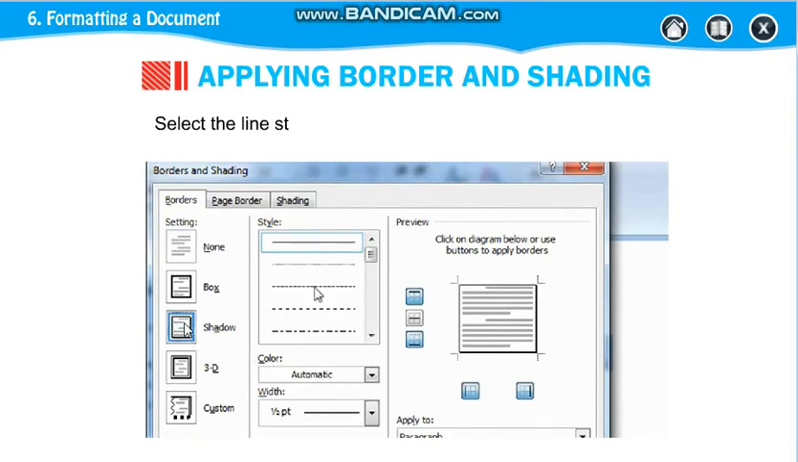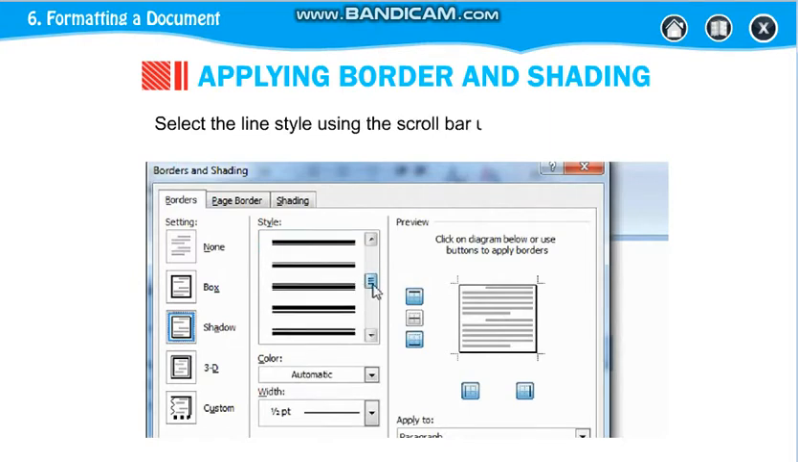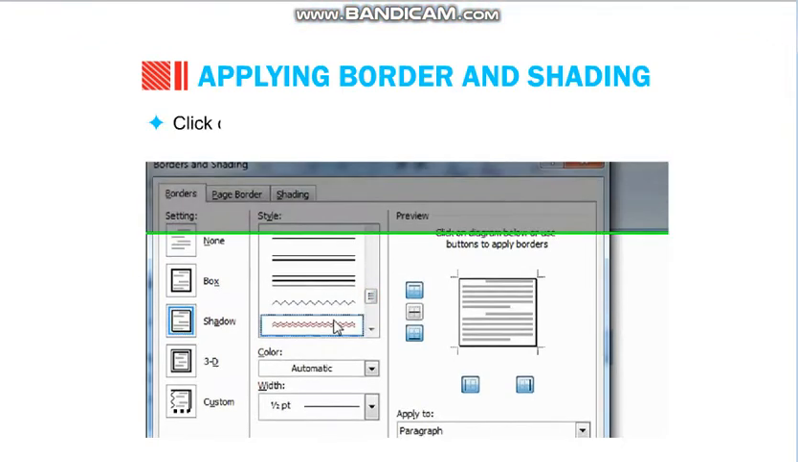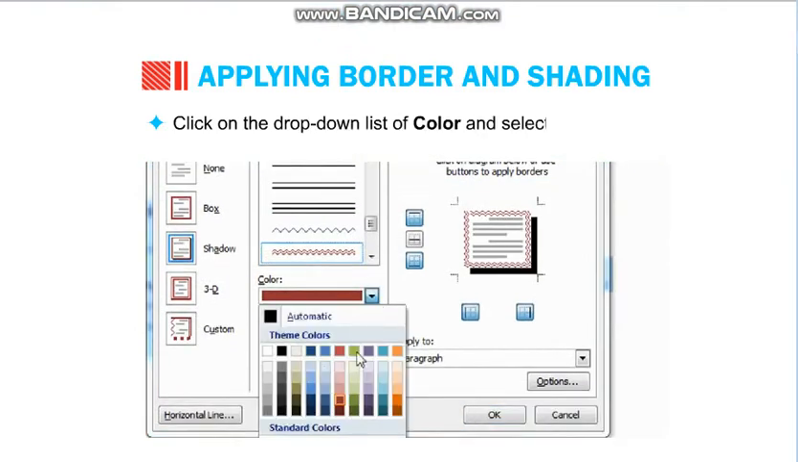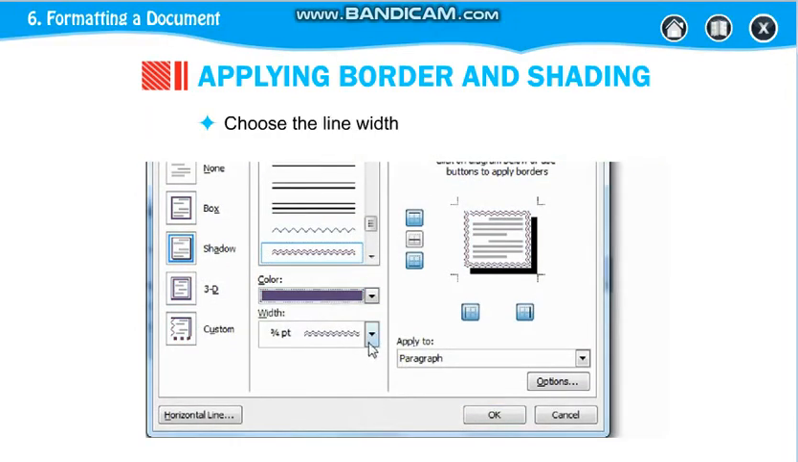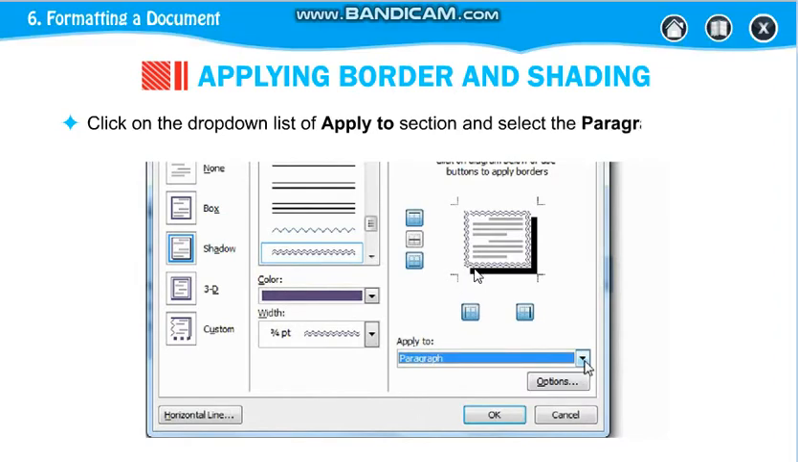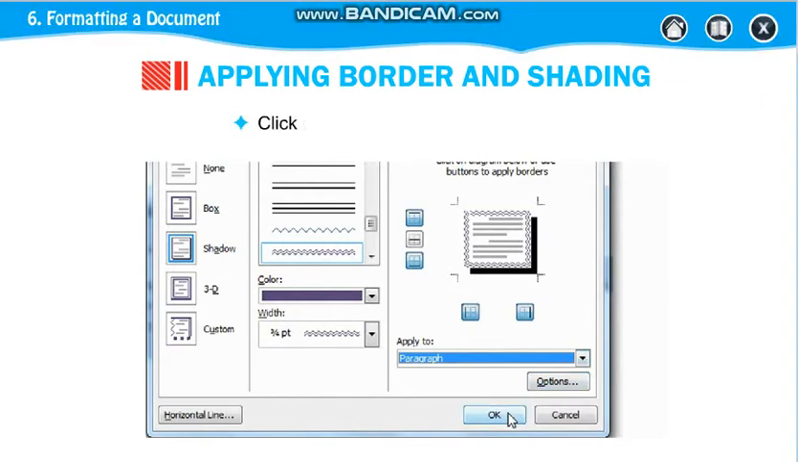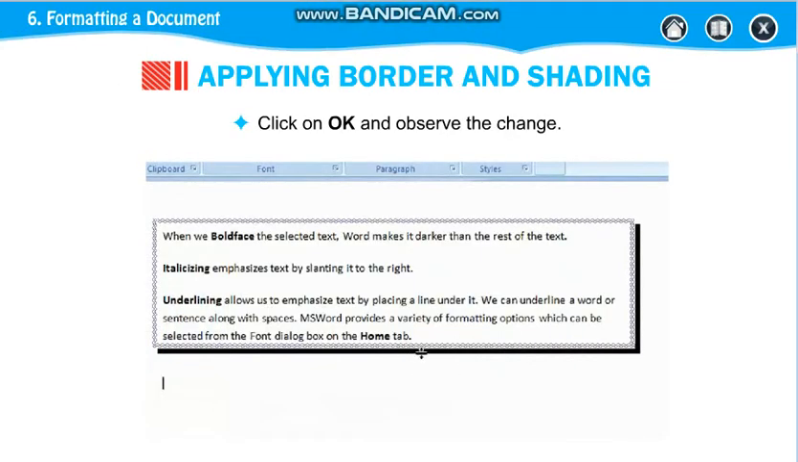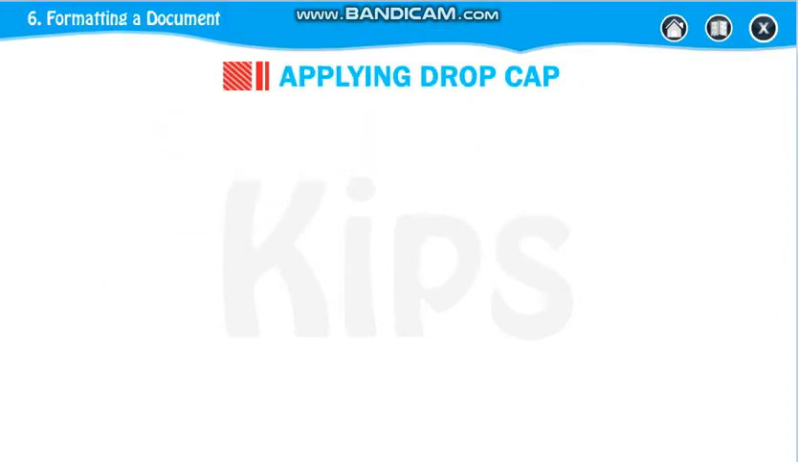Then we have to select the type of border. Then the style, meaning the line of the border, which line you want in a border. Color of the border. And the width, meaning your points; you can increase or decrease. And here you can see the preview of your border, how your border will be applied. Apply to paragraph, click on OK. What happened? Your border will be applied.